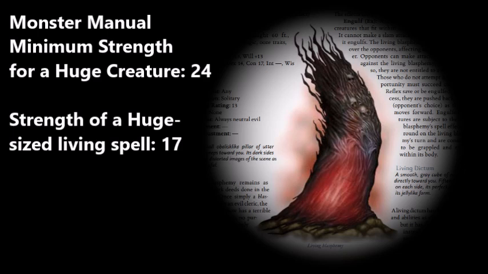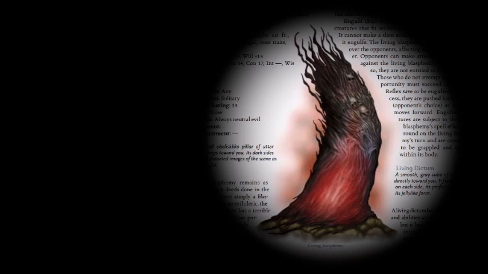And we find this to be true in the Living Blasphemy, which is challenge rating 13, huge-sized, but only has a 17 strength. One could say that the spell effect attached to the slam attack is enough to make up for its weakness, but a spellcaster of equivalent level would have the same challenge rating, while being able to cast that spell without needing to hit in melee first, and also having access to other spells as well.